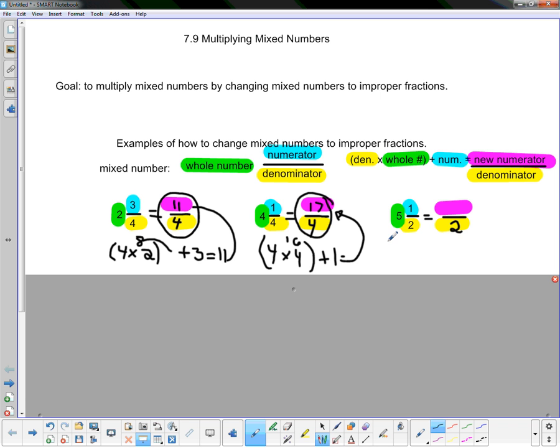Okay, let's show it again. We've got our denominator times our whole number, and we do that first, and then we add our numerator. So 2 times 5, well, that's 10. 10 plus 1, that's 11. There we go. And that goes right here. The denominator stays the same.